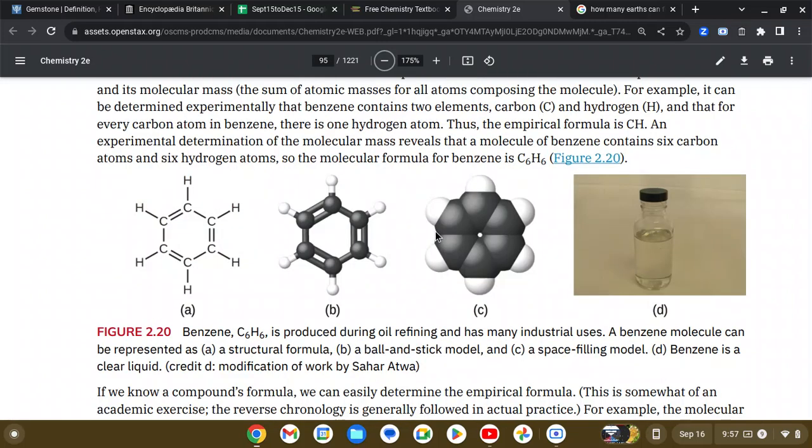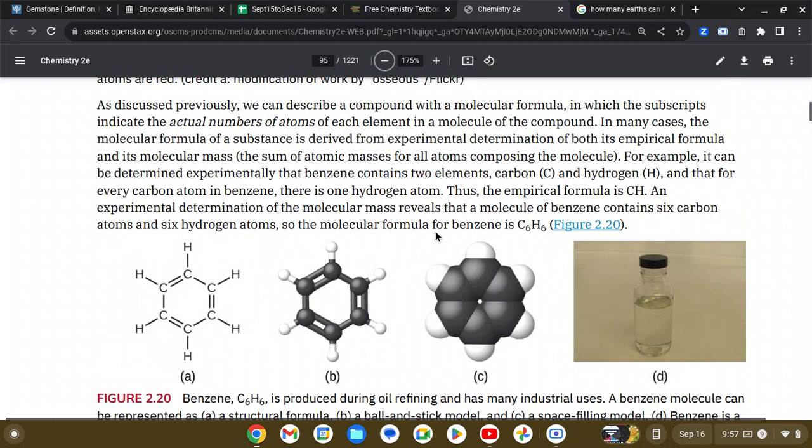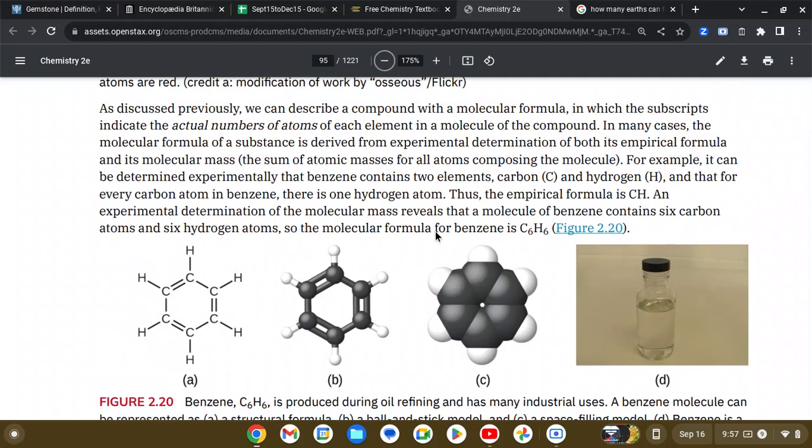As discussed previously, we can describe a compound with a molecular formula in which the subscripts indicate the actual numbers of atoms of each element in a molecule of the compound. In many cases, the molecular formula of a substance is derived from experimental determination of both its empirical formula and its molecular mass, the sum of atomic masses for all atoms composing the molecule.